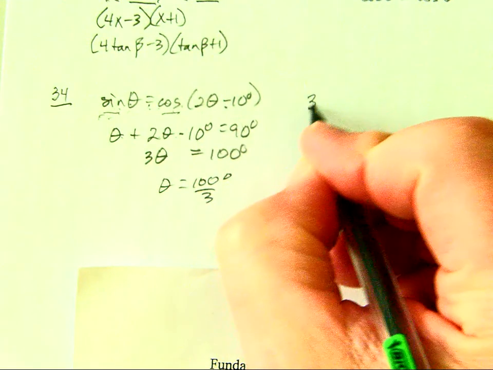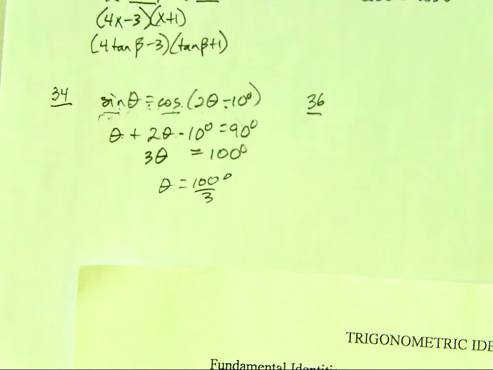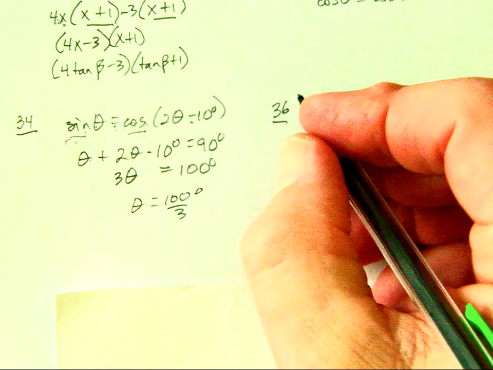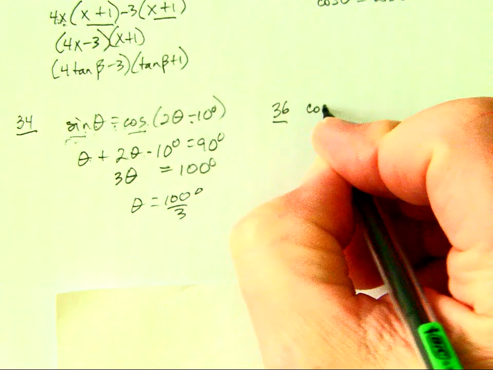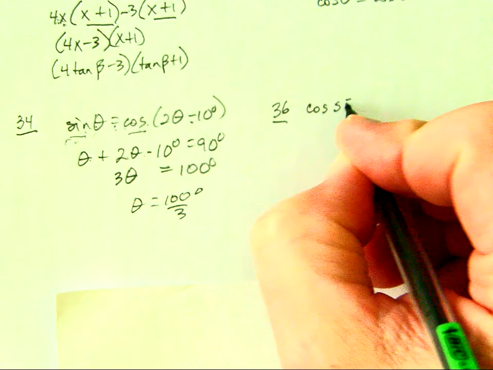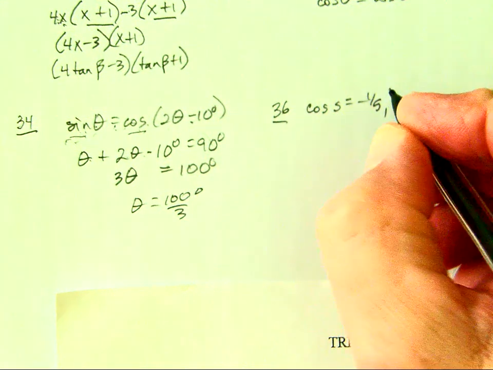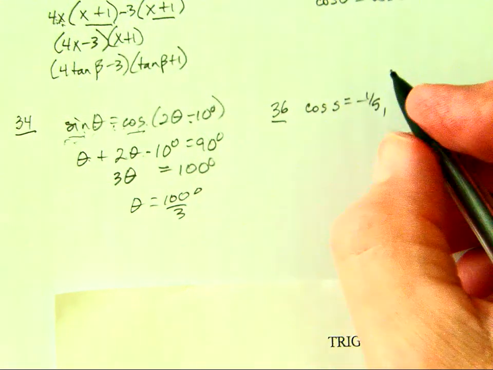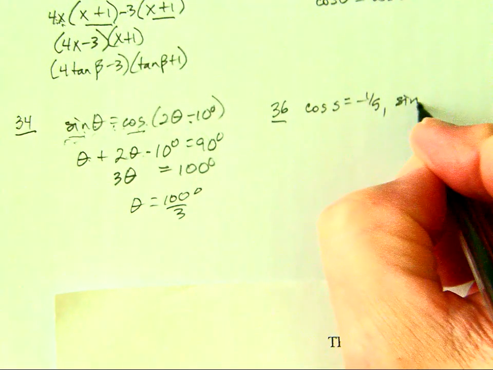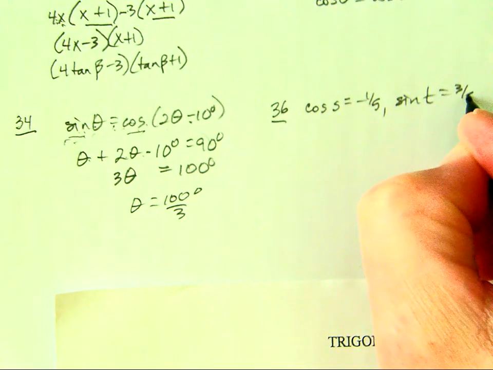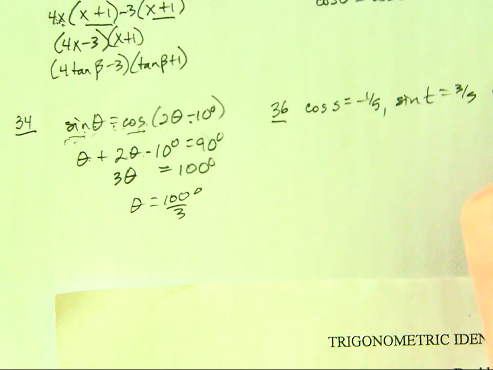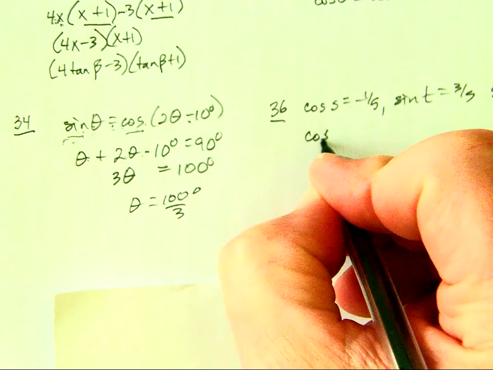All right, now let's look at 36. 36 is the one I mentioned in the notes. You will see problems doing the same type of thing over and over for the rest of this chapter. They tell us like 3 things. Cosine of s equals -1/5. Sine of t equals 3/5. And s and t are both in quadrant 2. They asked us to find the cosine of s plus t.